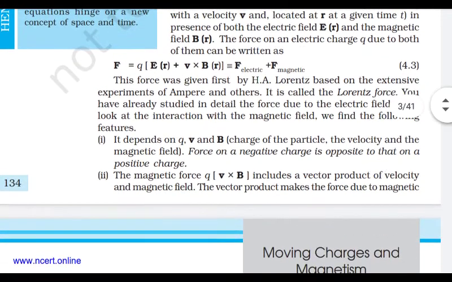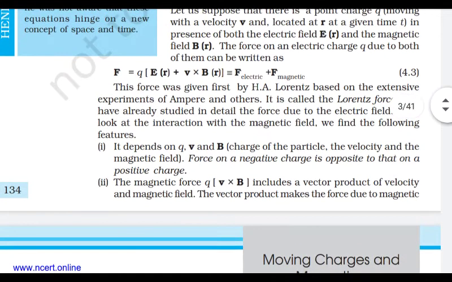So the Lorentz force depends upon q, v and B. You can see q, v and B. Q is the charge, v is the velocity with which it is moving, and B is the magnetic field.